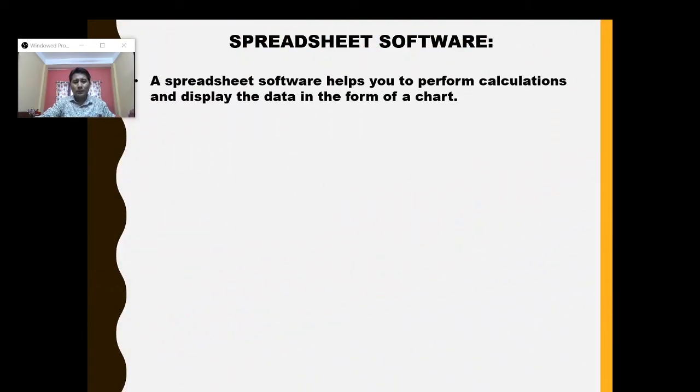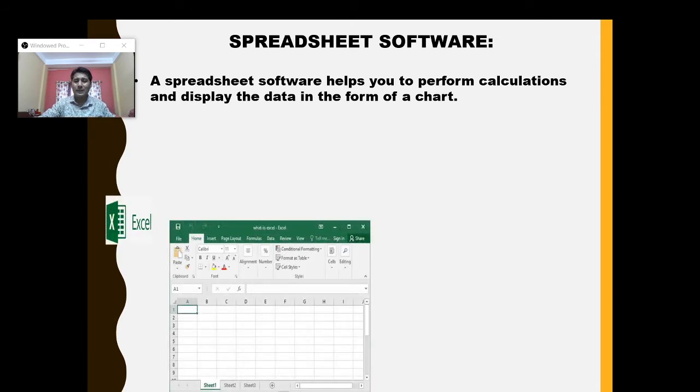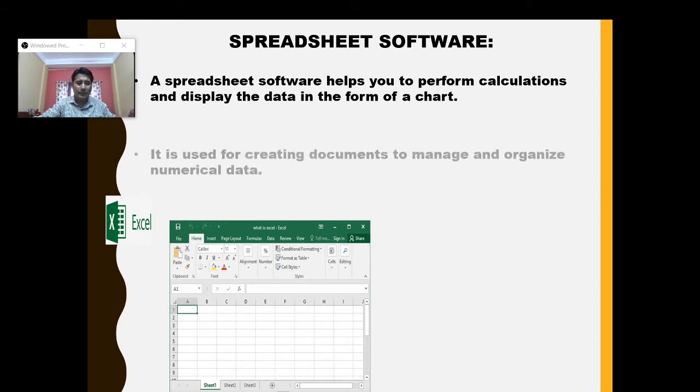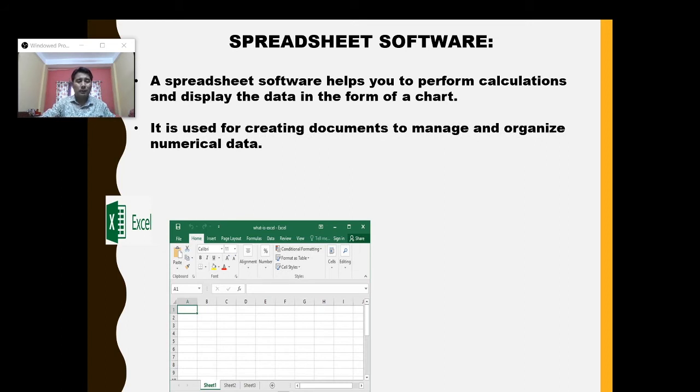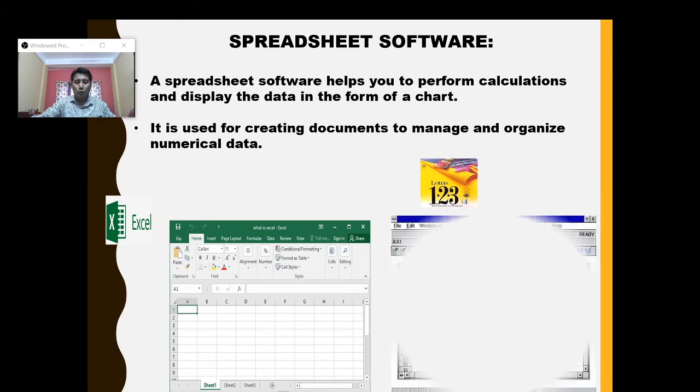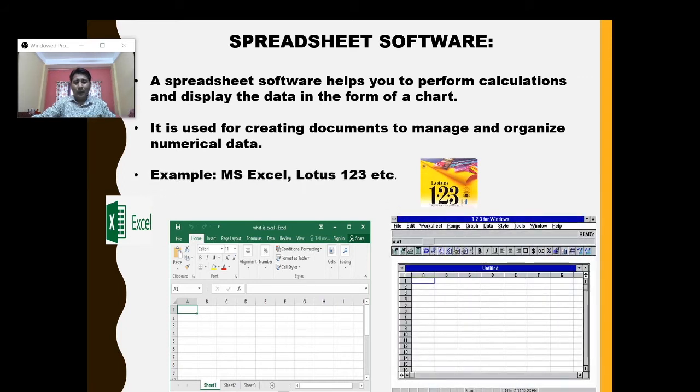The next one is spreadsheet software. This software helps us to perform calculations and display the data in the form of a chart. Microsoft Excel is a very good example of spreadsheet software where we can do all types of calculation. It is also used to create documents, to manage and organize numerical data. Along with Excel, Lotus 1, 2, 3 is an example of spreadsheet software.